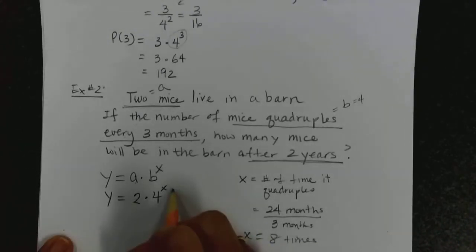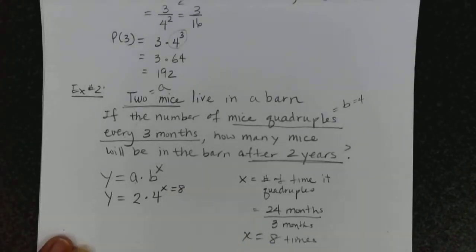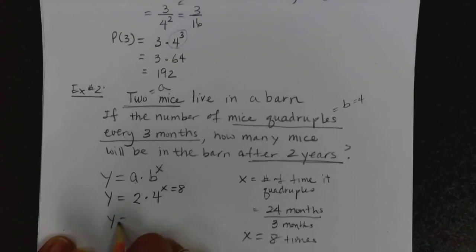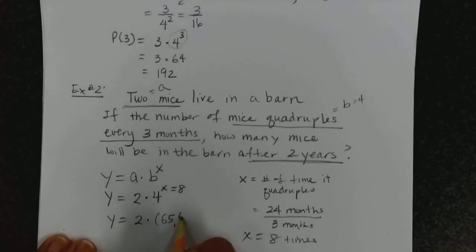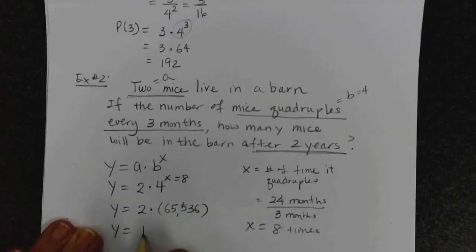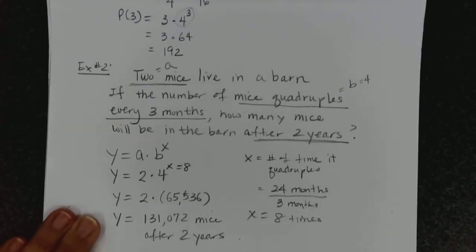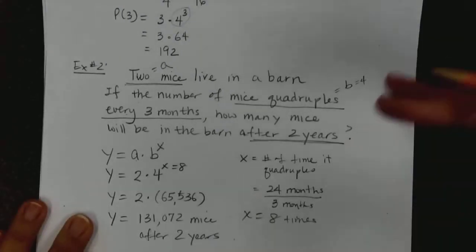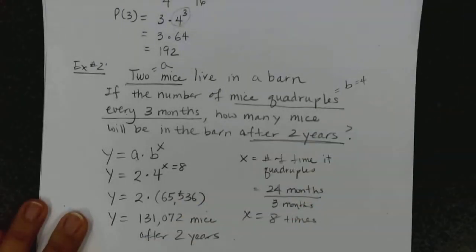So we take this and we're going to plug it in. So y equals 2 times 4 to the 8th power. 4 to the 8th is 65,536, and 2 times that is 131,072 mice after 2 years. And that's how you solve a word problem when you have a situation where something grows exponentially.